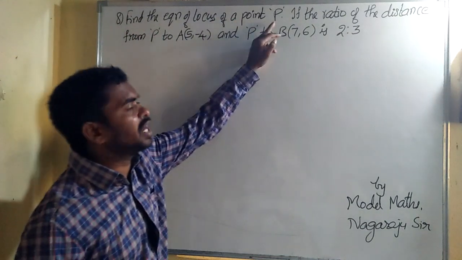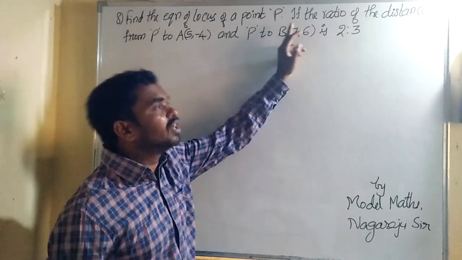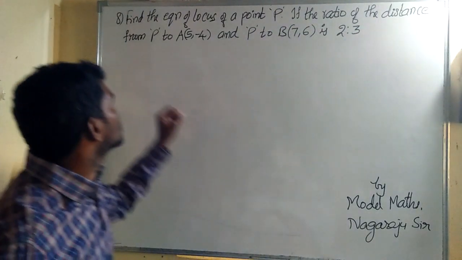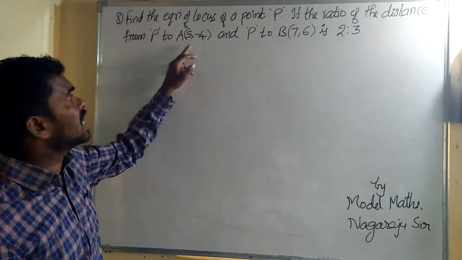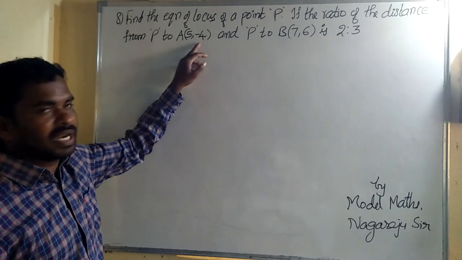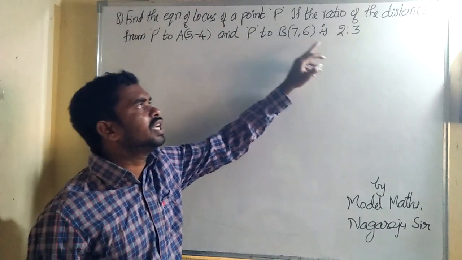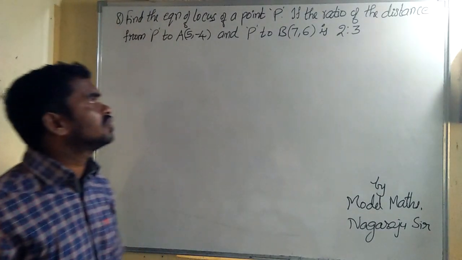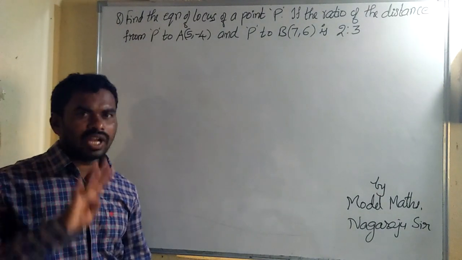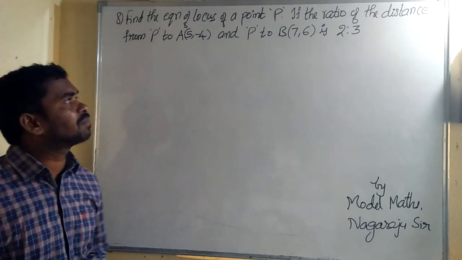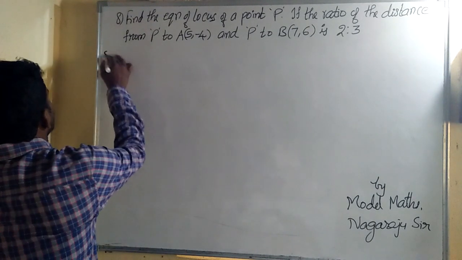Find the equation of locus of a point P if the ratio of the distance from P to A (5, -4) and P to B (7, 6) is 2:3. So this is the question. We have only 4 marks questions from this chapter. So how to solve this?